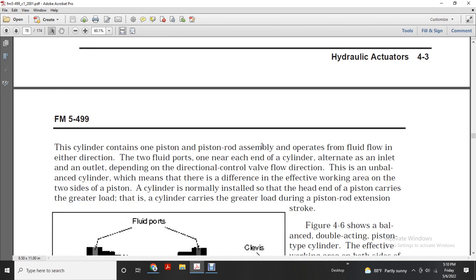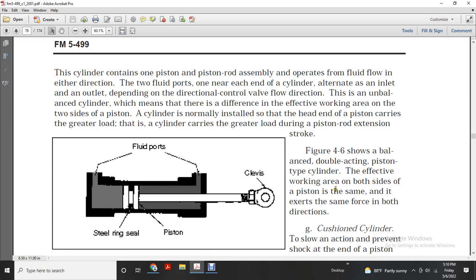This cylinder contains one piston rod assembly and operates from fluid flow in either direction. Two fluid ports, one near each end of the cylinder, alternate as inlet and outlet depending on the direction control valve flow directions. This is an unbalanced cylinder, which means there is a difference in the working area on the two sides of the piston. The cylinder is normally installed so the head end of the piston carries the greater load, during the piston rod extension stroke.